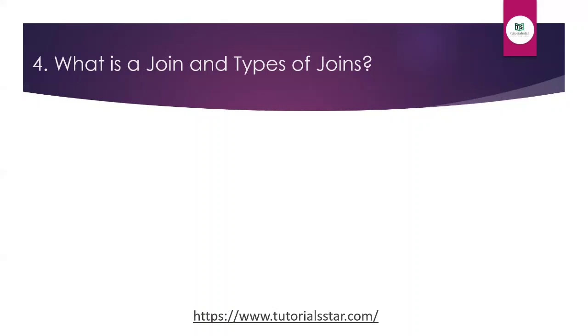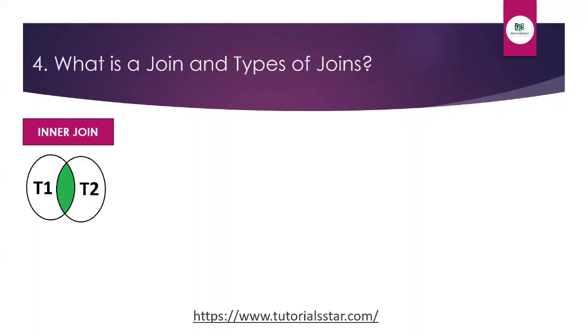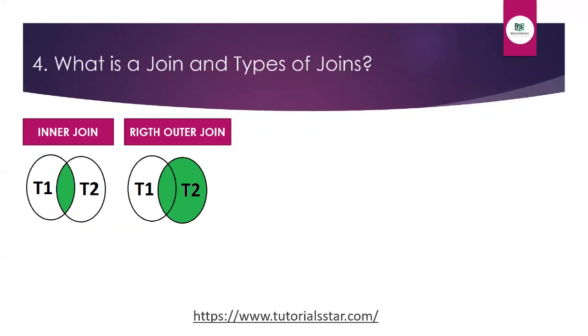First, we have the inner join. The inner join returns the matching records from the tables based on a specified condition. This join returns the matching records from both tables based on the condition you apply in the particular query. Next, we have the right outer join. The right outer join returns all the rows from the right table, but only the matching rows from the left table where the condition is matched.